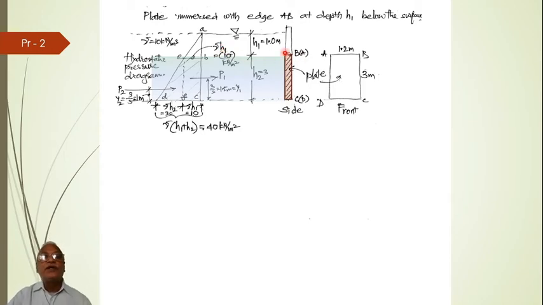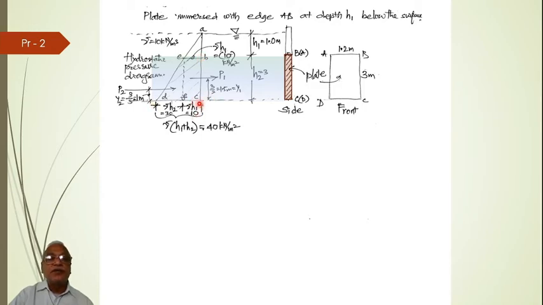So how does the pressure change? The pressure will be changing right from the top. When it comes at this level, the depth is h1. So the pressure becomes gamma into h1. Here I have taken gamma as 10 kilonewton per meter cube into 1, so gamma h1 becomes 10 kilonewton per meter square. That will be the pressure intensity there, right?